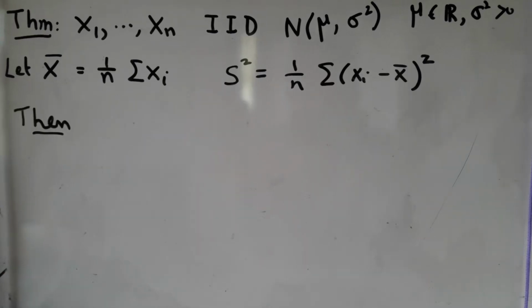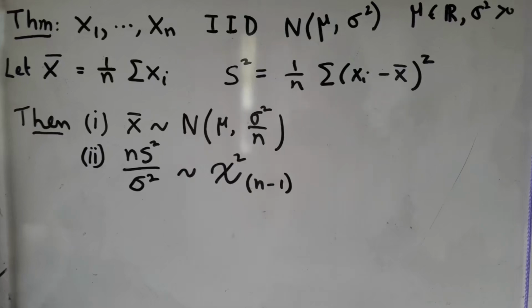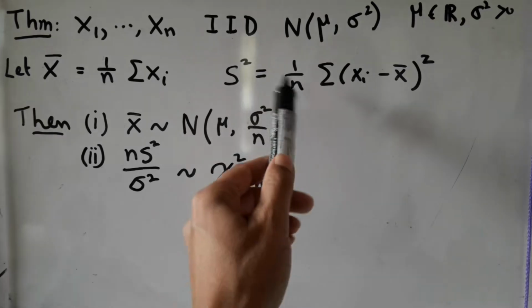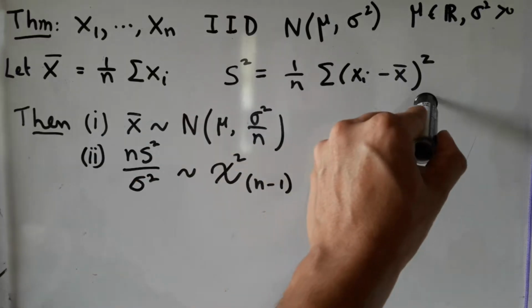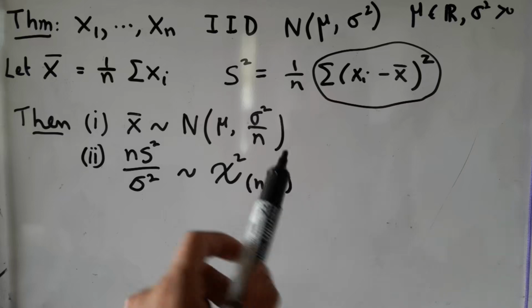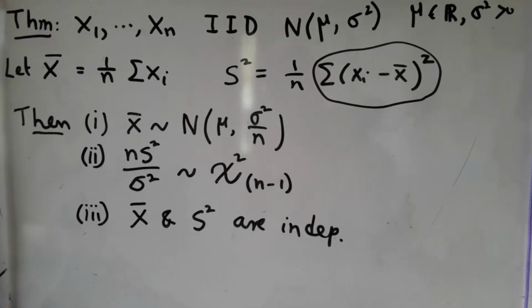Then there are three different implications. Number one, x bar has normal mu comma sigma square by n distribution. Number two, n a square by sigma square has chi-square distribution with degrees of freedom n minus 1. So in case you are used to n minus 1 here, just make it n minus 1. So my main statement is this thing divided by sigma square has chi-square n minus 1 distribution. And number three, x bar and a square are independent.